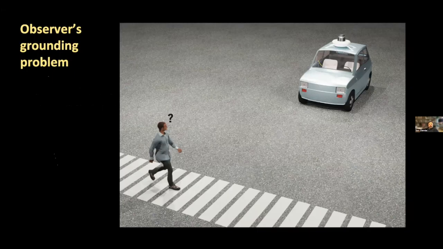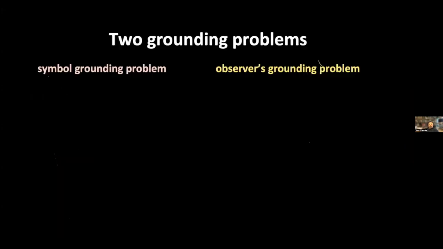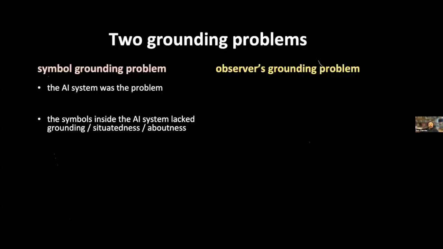It's not that the AI is grounded or ungrounded, but it's the fact that the person interpreting this robotic AI system interprets it in his own terms. So based on his own grounding. I'll skip a little bit here in the interest of time.